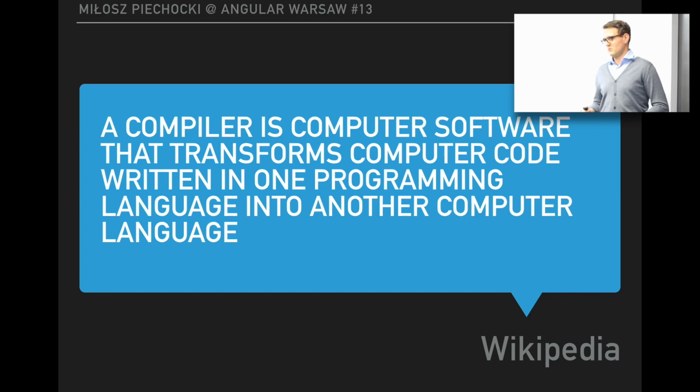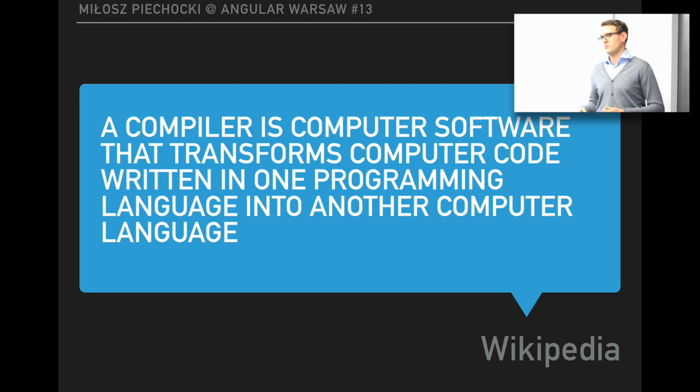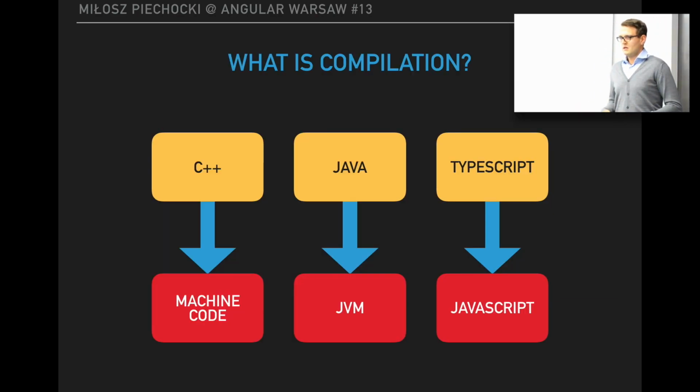Okay, but let's have a proper definition of what compilation is. Basically, compilation is about taking source code written in some programming language and translating it to source code written in some other programming language. And usually the direction is from a more complex programming language to a simpler one. Let's see a couple of examples. We have, for example, the C++ language, which is compiled to machine code. And machine code is a very simple, very basic language which is understood directly by the computer. So as I said, we are taking a complex programming language and translating it to a simple one.